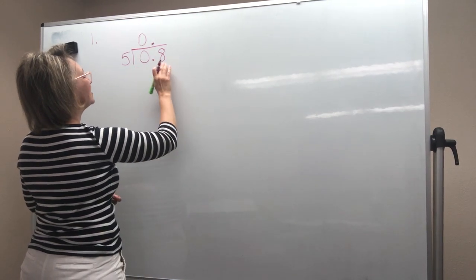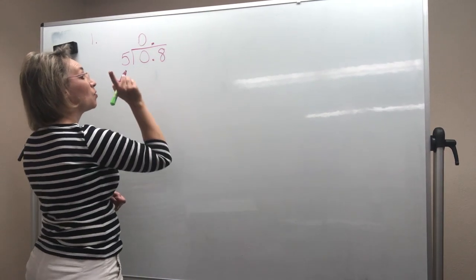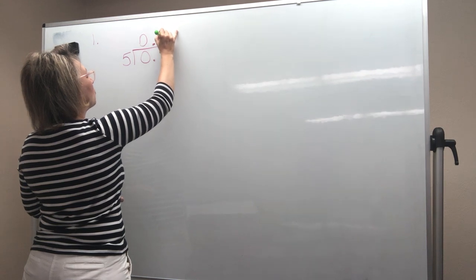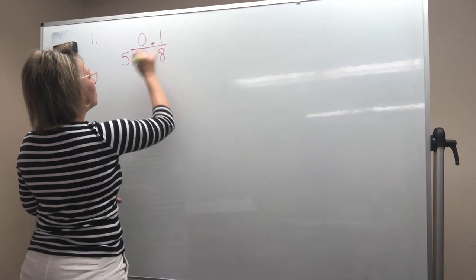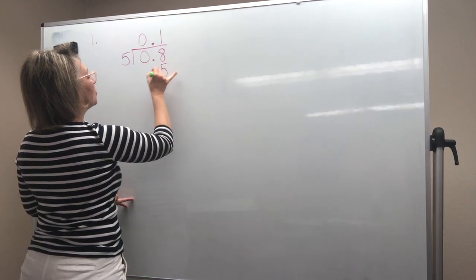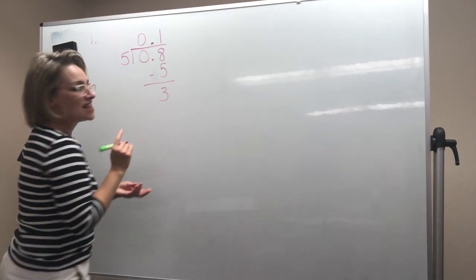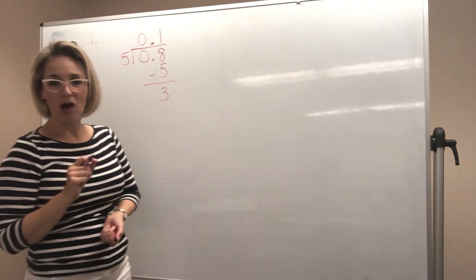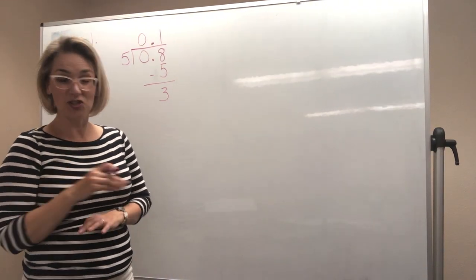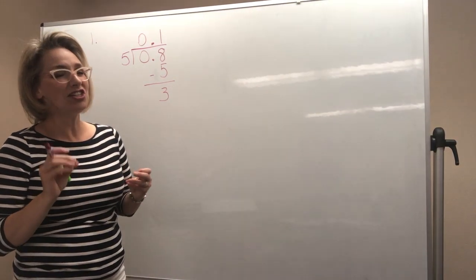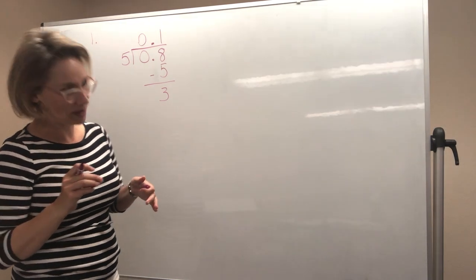Now let's go. 5 goes into 8 how many times? 1 time, right? So we'll put our 1 there. 1 times 5 is 5. We're going to subtract. Oh, and look, we have a remainder. That's the difference between today's problems and yesterday's problems. Do you remember yesterday's you got no remainders? They strategically picked problems that wouldn't have remainders.